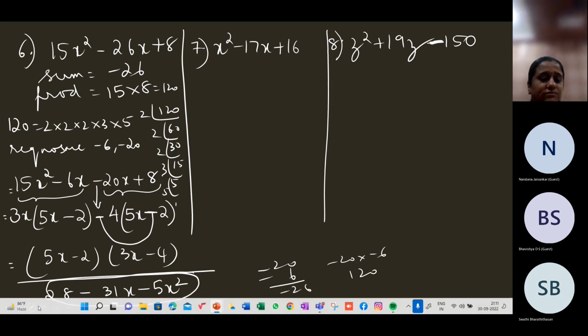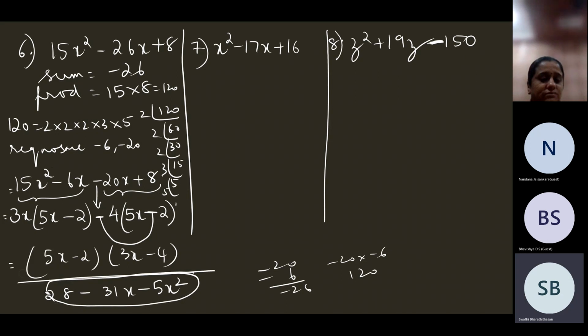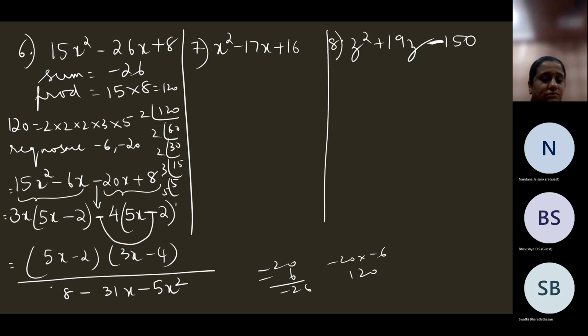Correct? Yes, ma'am. This is the question. 28 minus 31x minus 5x squared. That's a question. So you have 6 different questions and then the same thing, 7 and 8. Yes, children, I'll give you 15 to 20 minutes. I'll come back in 15 to 20 minutes. You should have finished it.